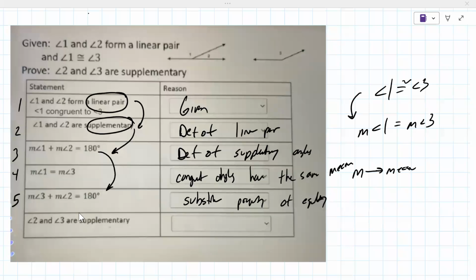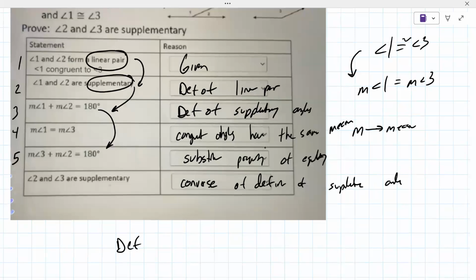And then the last one here, it's kind of the reverse. Like we did the definition of supplementary angles leads to the fact that the angles add up to 180. Now we're saying that since it's 180, they are supplementary. And so it's related to this definition of supplementary angles, except when you're going backwards in a proof, you use the word converse. Did you see that? So you can think of the definition as when you're going forward, but when you're going backwards, it's the converse.